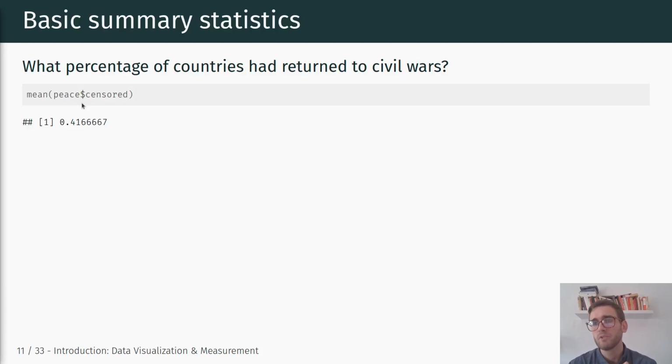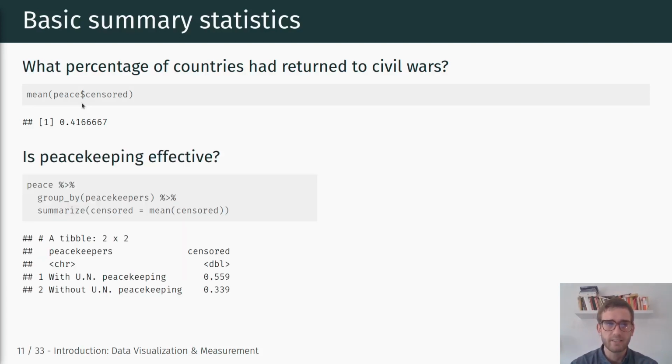That's why we call it censored. And so the 0.41 means that 40 or 42% of those observations were censored. That means, if 42% of the observations are censored, about 58% actually returned. 58% had a return to civil war within the time period that was under consideration in this study. Okay. And now, obviously, the next question is: is peacekeeping effective?